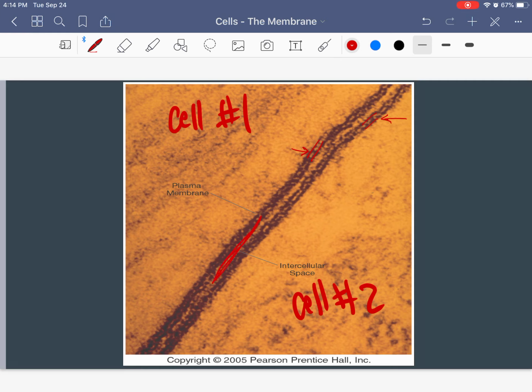And that space is filled with fluid. That fluid is important because that's how we're getting our ions, that's how we're getting the minerals, that's how we're getting the materials that our cells need in order to function. Amino acids, nucleic acids, sugars, proteins, things like that all get to our cells through that extracellular fluid.